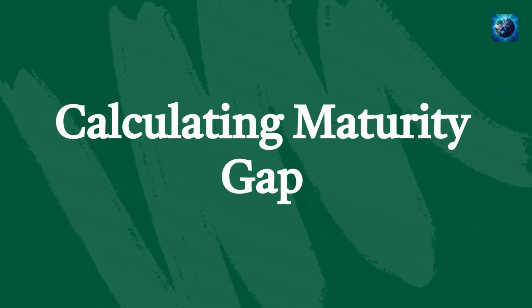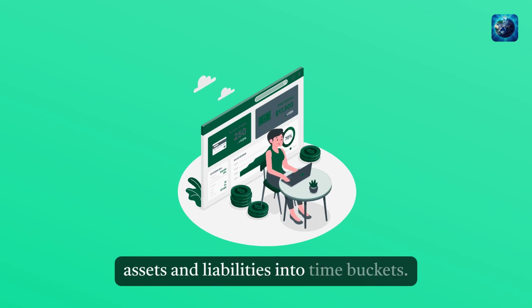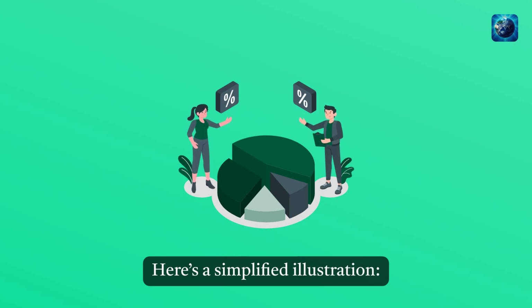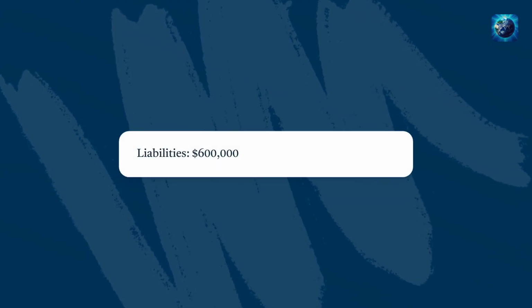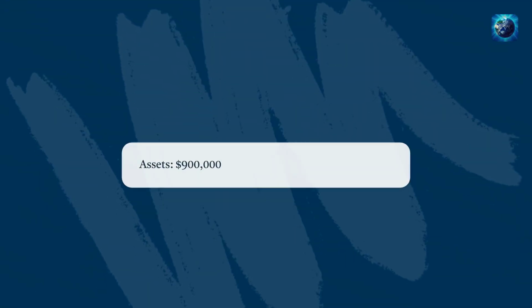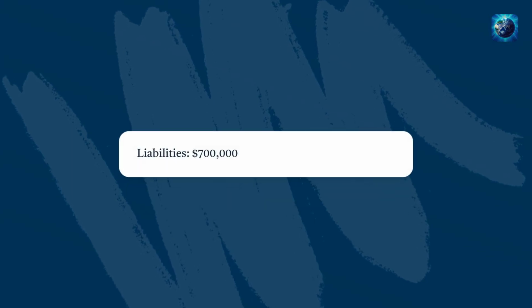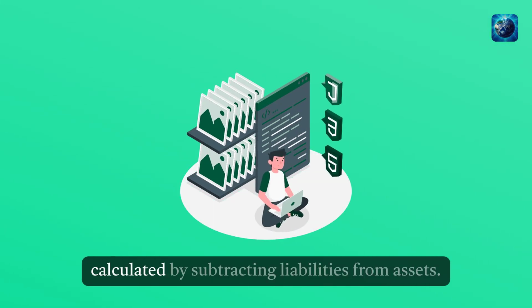Calculating maturity gap. To assess maturity gap, institutions typically break down assets and liabilities into time buckets. Here's a simplified illustration. Time bucket 0 to 1 year. Assets, $1 million. Liabilities, $600,000. Time bucket 1 to 3 years. Assets, $900,000. Liabilities, $700,000. The maturity gap for each bucket can be calculated by subtracting liabilities from assets.